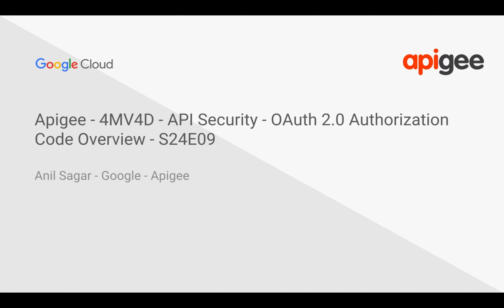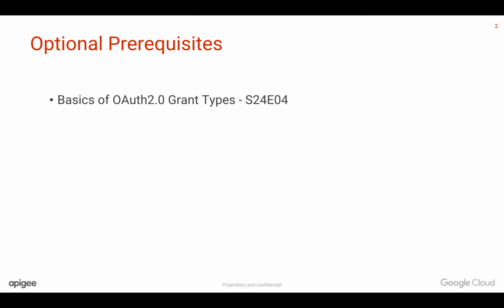Hey everyone, in this Apigee 4-minute videos for developers, we're going to discuss OAuth 2.0 Authorization Code Grant Type. It's also called three-legged OAuth and is very famous where you would like to give access to your APIs to third-party applications. Myself Anil Sagar, I work at Google and Apigee platform.